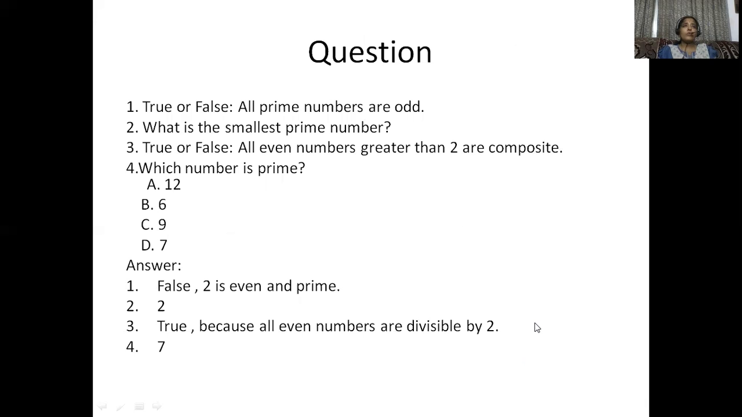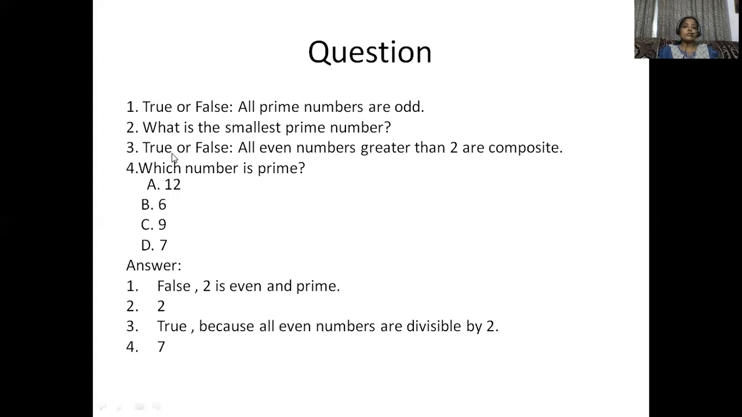So now I'm going to give you some questions. True or false? First question, true or false? All prime numbers are odd. Is it true? No, false, because 2 is an even number and it is prime. What is the smallest prime number? 2. You must not say 1 because 1 is neither prime nor composite. So 2 is the smallest prime number.